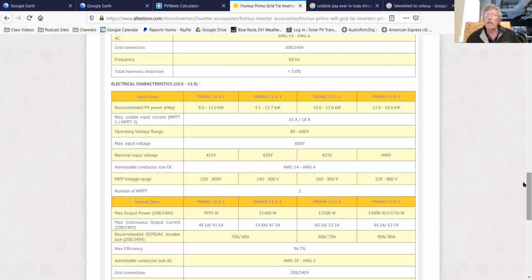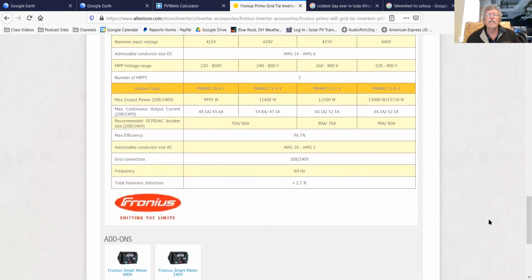And then the other thing I wanted to know is what is its efficiency? And it's showing that the maximum efficiency is 96.7%. Remember when I did my derate, I estimated that it was going to be at about 4% in efficiency. So it looks like I'm pretty good there. All right, so I've got that. Now I can go ahead and do my string calculations, I think.